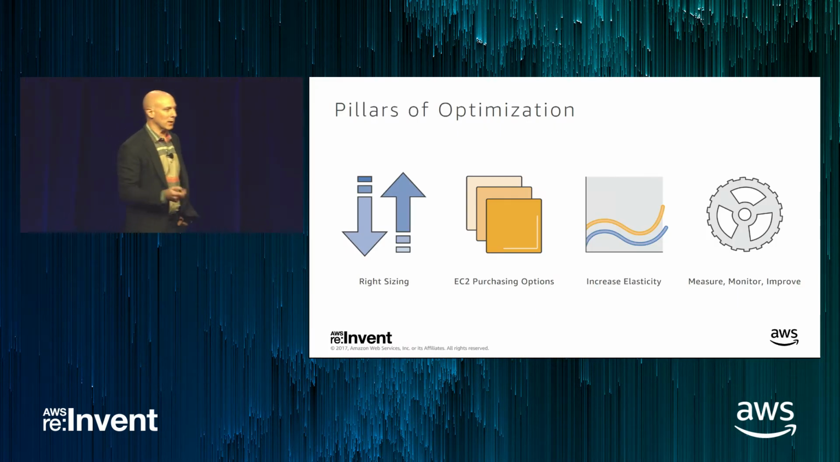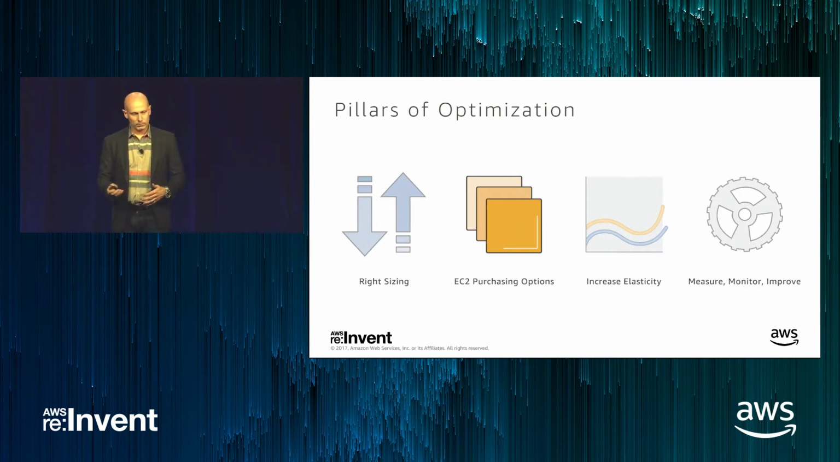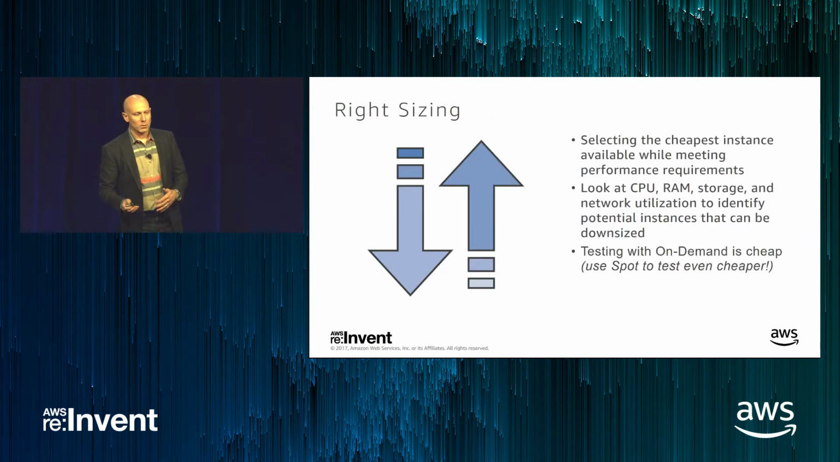The first thing I want to go over are what we call the 4 pillars of optimization. There's right sizing, the purchasing options, elasticity, and a practice we call measure, monitor, and improve. What is right sizing? It's pretty simple. Right sizing is selecting the cheapest instance, and we have a lot of them, that meets your performance requirements. If you're paying for memory, RAM, or disk that you're not using, you're literally throwing money away.